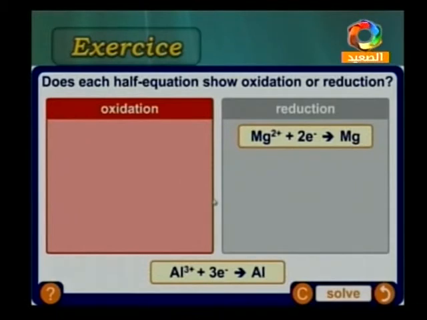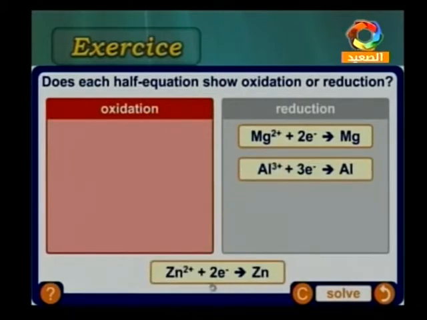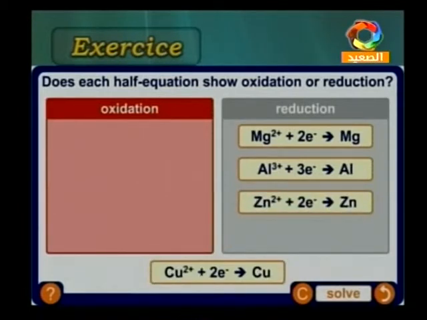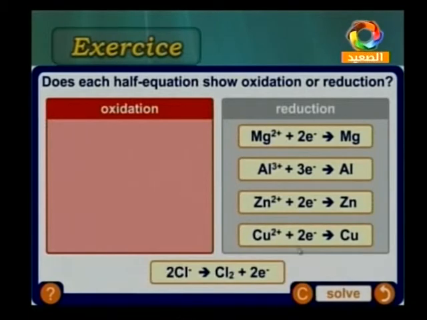We have reduction. And after that we have Al positive 3, the aluminum ion positive 3, and it gains 3 electrons. It is like the first one, so I put it here. Right. And here we have zinc positive 2 that gains 2 electrons and changes into zinc metal. So it is like each other. Yes, very good. Here we have copper positive 2 plus 2 electrons also, so here we have reduction.